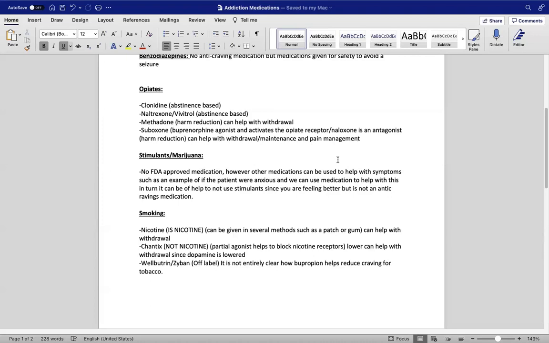And I will explain this. So you do get a partial dopamine feeling. However, it has a ceiling effect of 32 milligrams. And maybe the first couple days you feel high, but you don't get a high off of it.